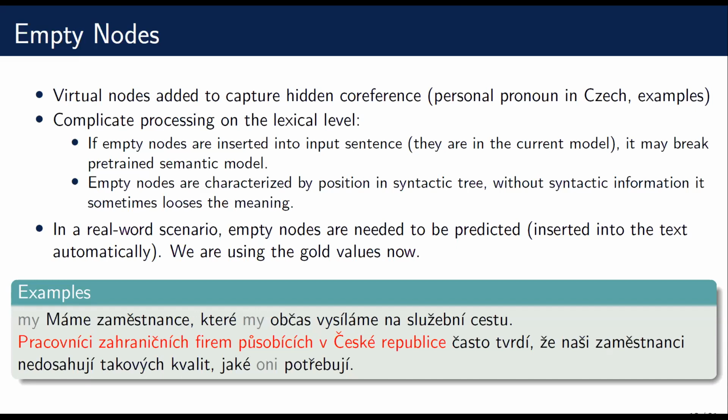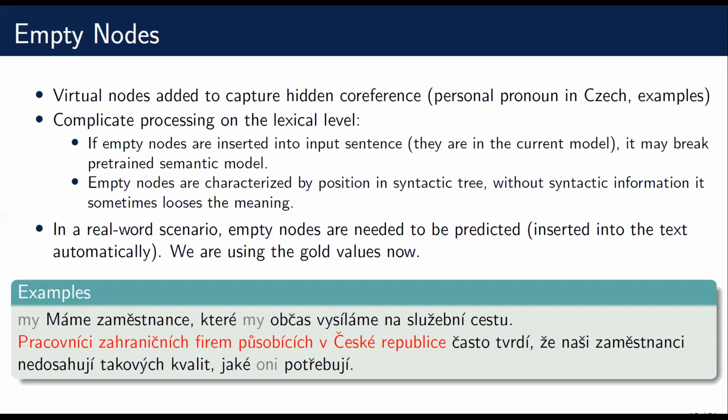in English. But if you have a Czech sentence, "máme zaměstnance, které občas vysíláme na služební cestu." So we have employees, and in Czech we don't say "we". We just say "have employees", and the "we" is implicit in Czech. In this case, we have two "we"s: we have employees which we sometimes send to some trips.